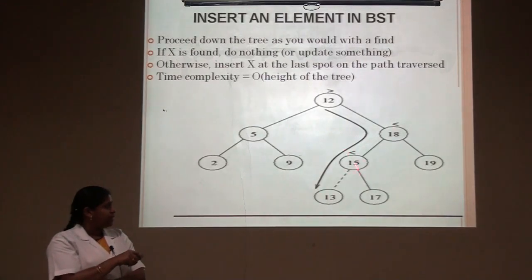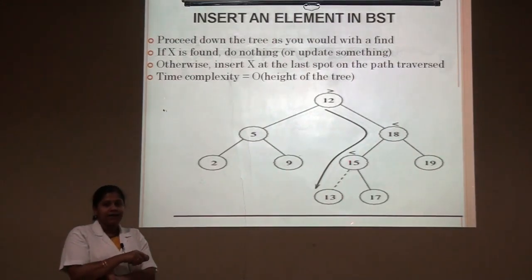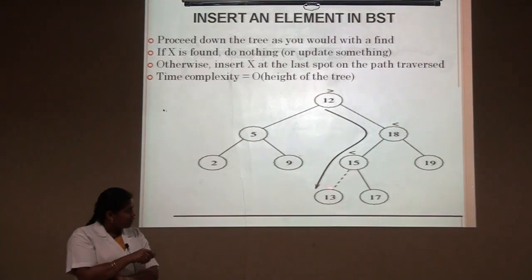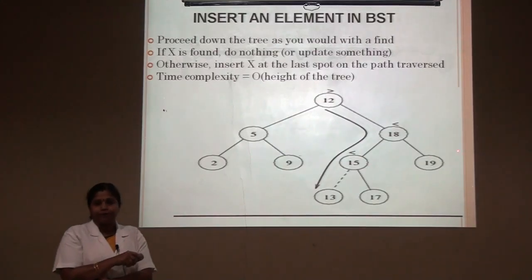With this node, we check our element for insertion. 13 has a lesser key value than 15, so we have to fix the position towards the left side of this 15. In 15, we don't have any element on the left; it is freely available. So we can insert the element 13 as the left child of 15.